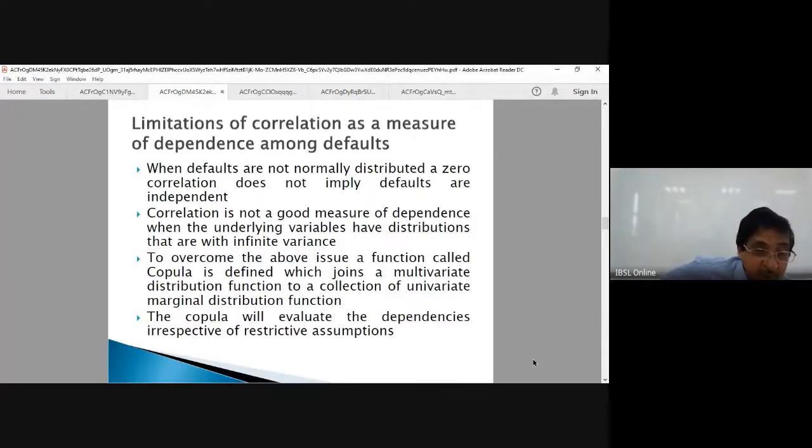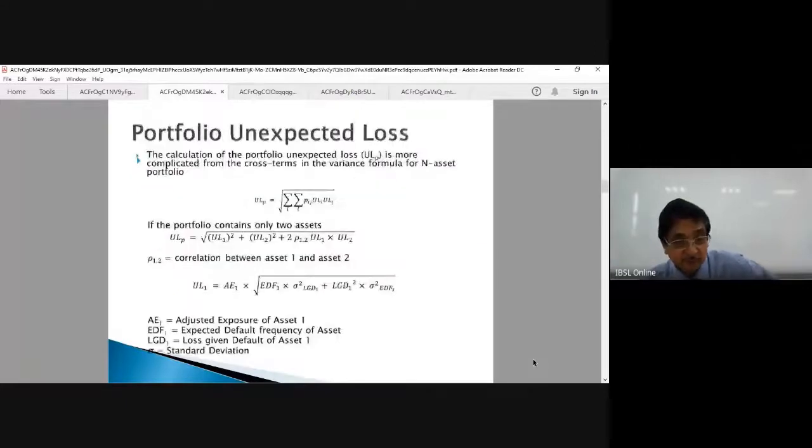Now I have given the formula for two assets or two loans, as in the earlier slide. UL_P, that is the portfolio unexpected loss, is equal to UL1 squared, that is loan number 1's unexpected loss squared, plus loan number 2's unexpected loss squared, plus 2 into rho 1,2, the correlation between loan number 1 and loan number 2, into the unexpected loss of loan number 1 into the unexpected loss of loan number 2. So this will give the portfolio unexpected loss. But it is in terms of only two assets.